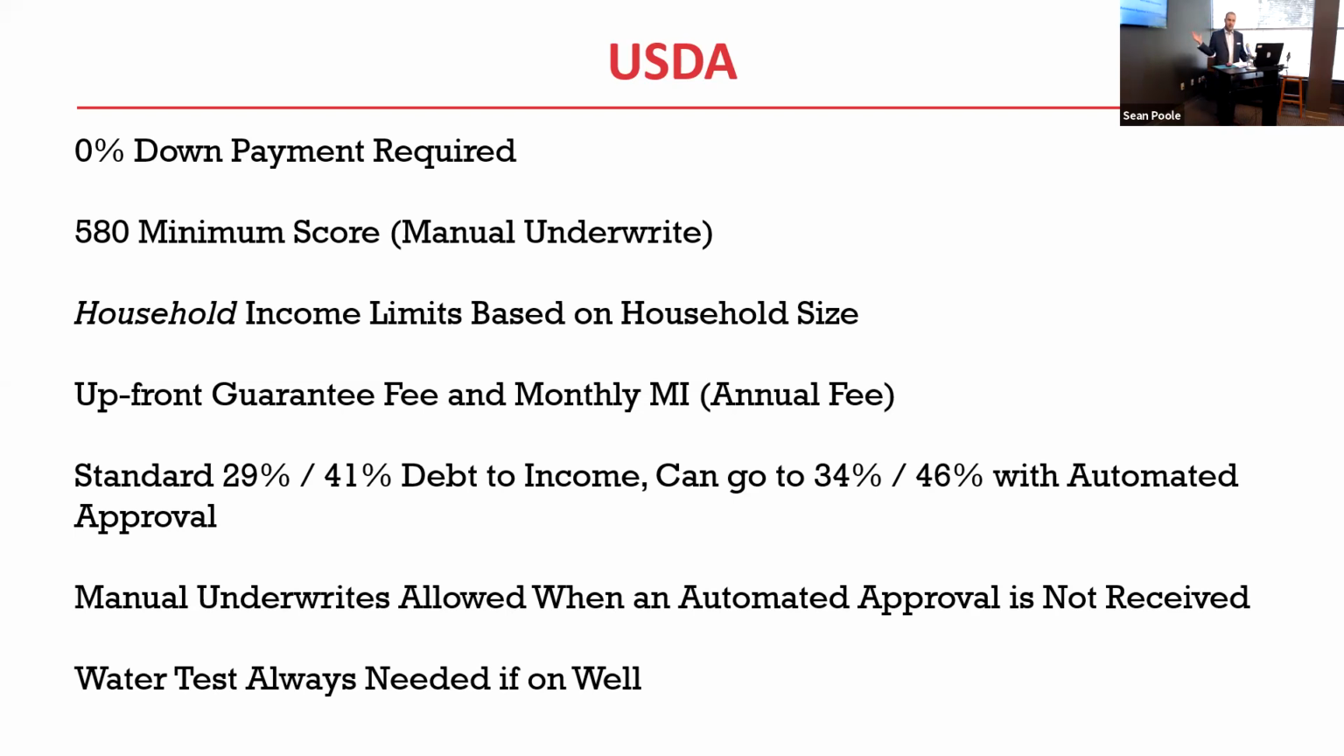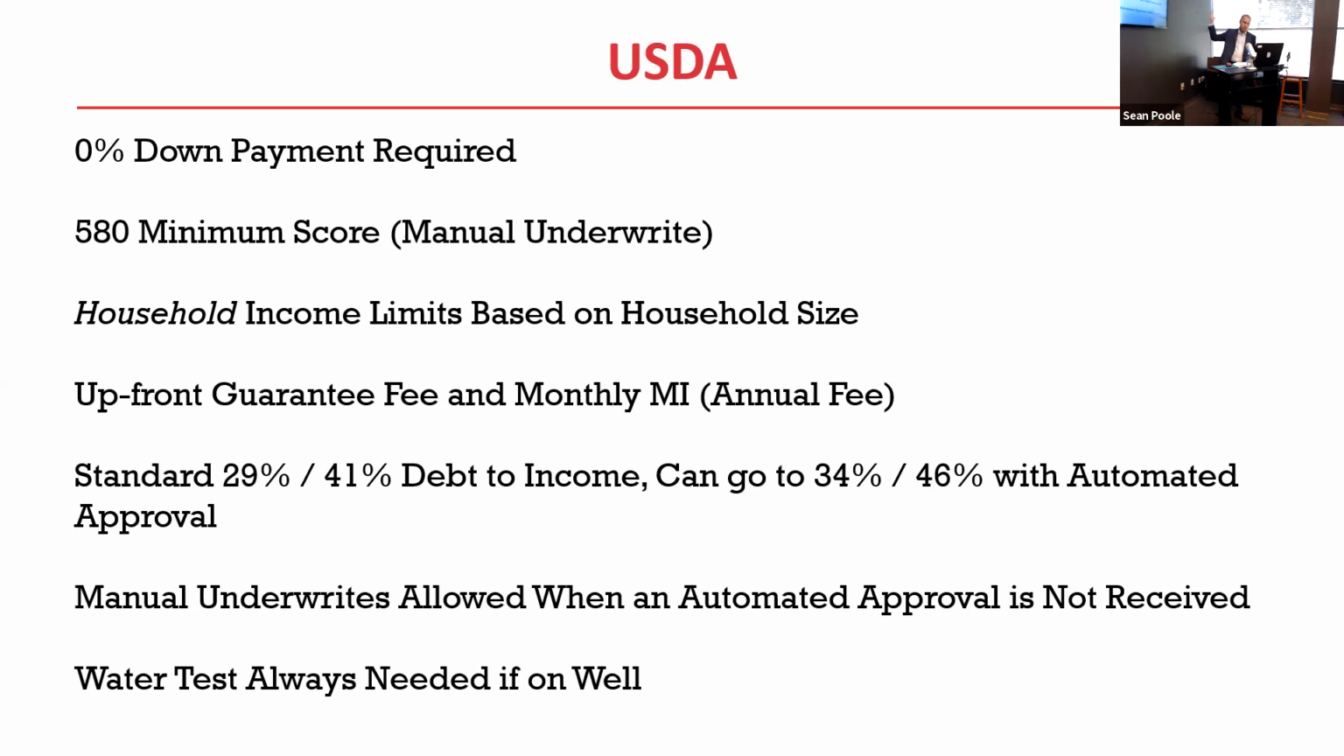But as long as you have good credit in the last year and in the past, the credit deficiencies that you had, we can explain that they're out of your control and that you have taken measures to correct those. A lot of times we can get down to a 580 credit score approved as long as everything else matches up with debt to income ratio requirements. Their standard requirements are 29 and 41 when you're doing those manual underwrites.